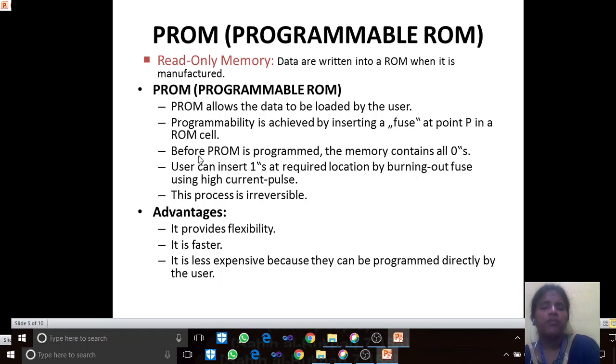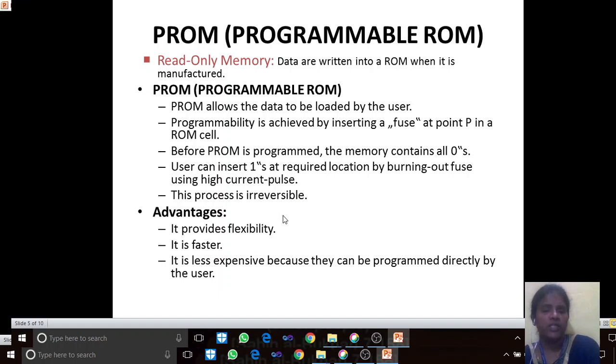In the ROM cell, before PROM is programmed, the memory contains all zeros. After programming, wherever necessary, I can add ones, the other cells remain zeros. A user can insert ones at required locations by burning out the fuse using a high current pulse. By applying the high current pulse, that specific cell's fuse I can burn, and then it will store the value. This process is irreversible. That means once the fuse is burned, whatever value is stored, zeros and ones, you cannot change it again.